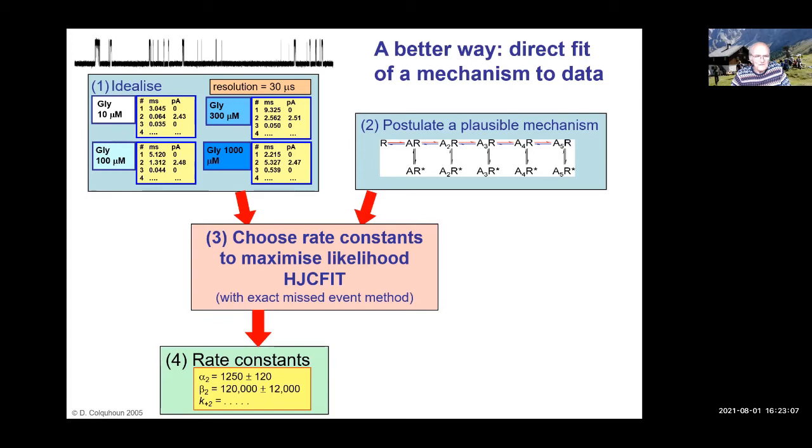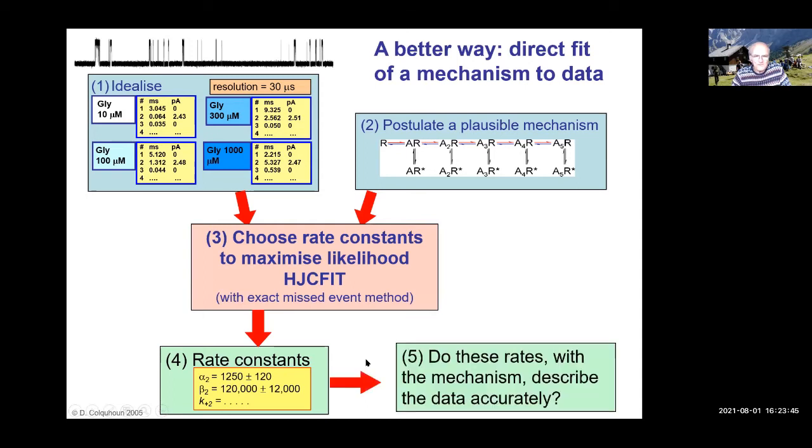And that gives you estimates of the rate constants. For example, the shutting rate constant is 1,250 seconds to the minus 1. The opening rate constant is very fast, 120,000 reciprocal seconds. And you can also get approximate errors for those from the fitting mechanism, in a way I won't go into now.